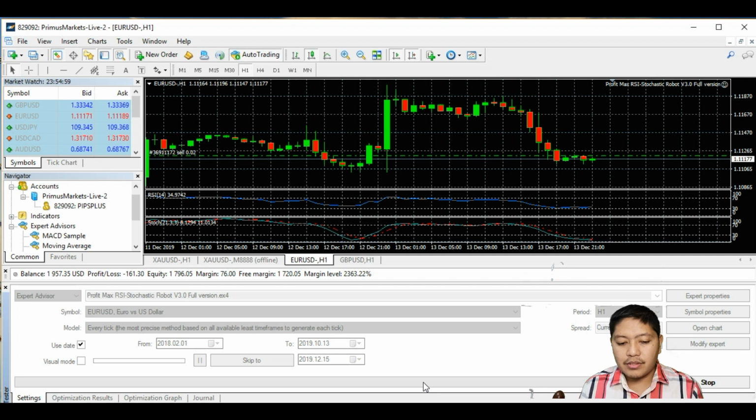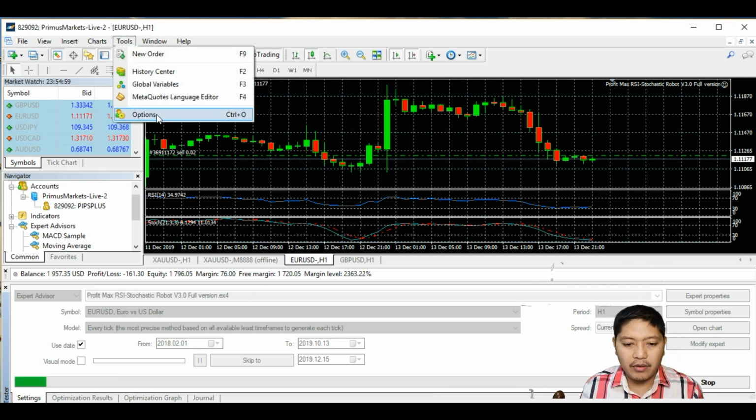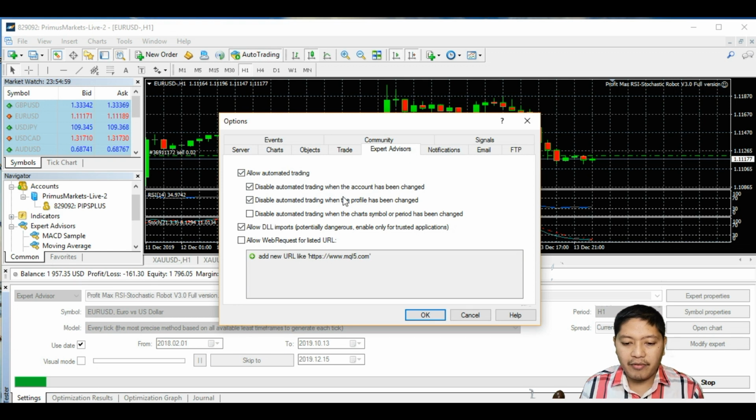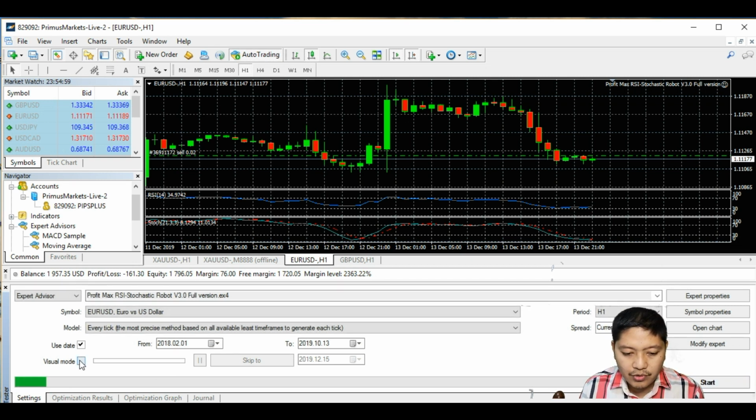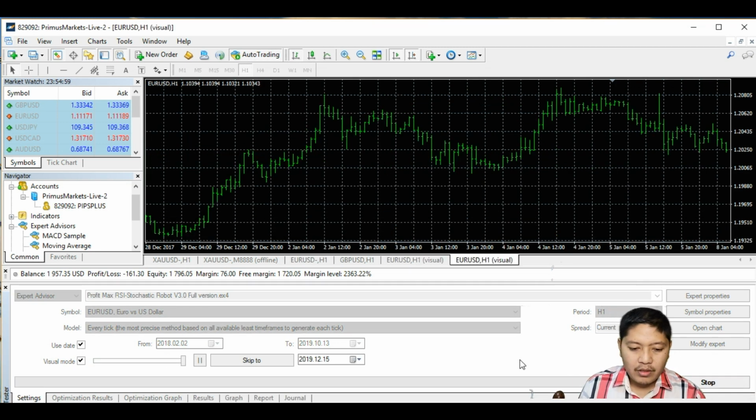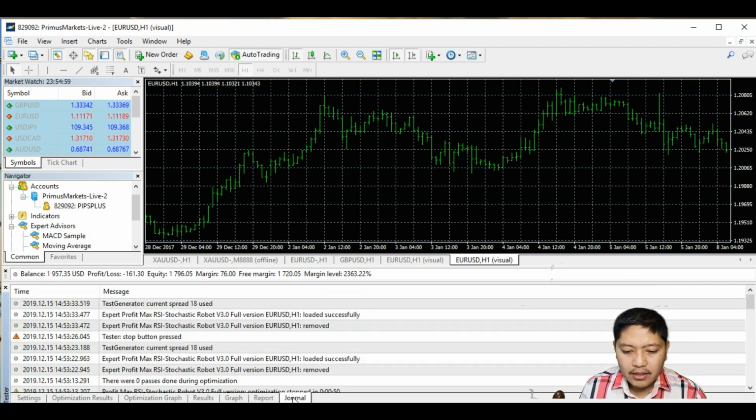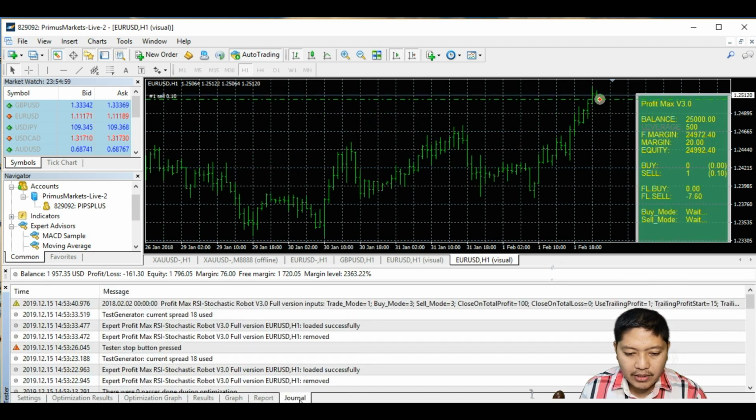Sometimes, okay, if the EA is not working well, you can go to the tools here, then options, then expert advisors, then click this and allow automated mode, okay? So we can see that, okay, sorry, it's not visual mode. So click that back again, this visual mode here, and then run it back, okay? So you can check the journal here, journal and reports, to see what happens with the EA.